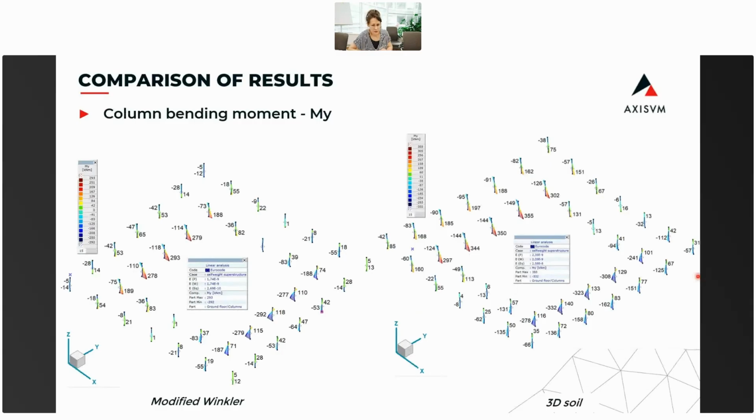And at this point, don't forget this result is only of the self-weight. The effect appears in every load case and accumulates at the end. This comparison demonstrates one of the most important effects of SSI. Changes in subsoil behavior may directly influence structural forces.